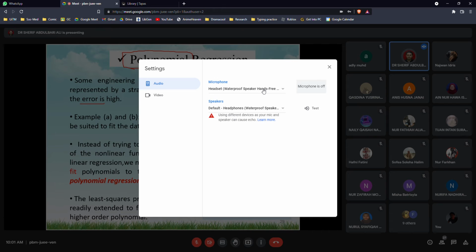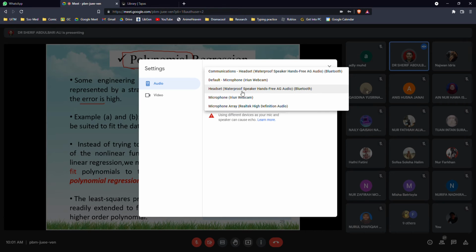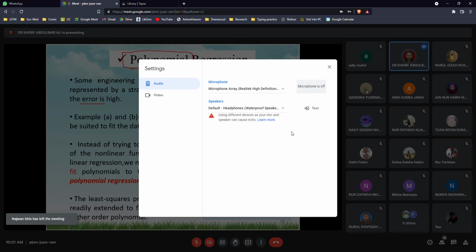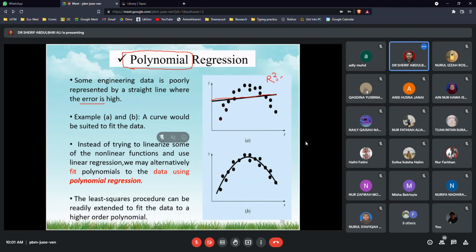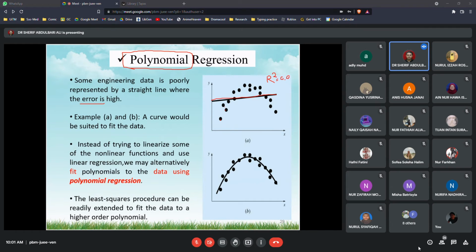To calculate the error is going to be really high. So this means even the value of R square is going to be closer to 0. It's going to be like 0.01 something, or 0.05 something like this. So this is considered poor fitting. You cannot fit a straight line to this type of data.